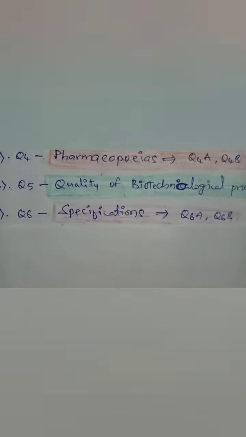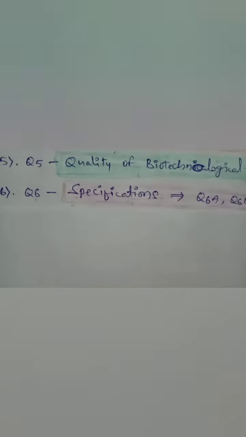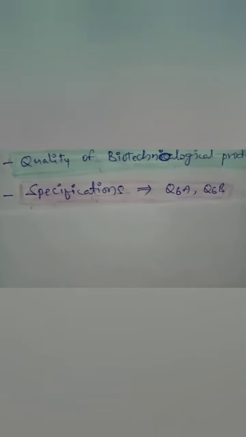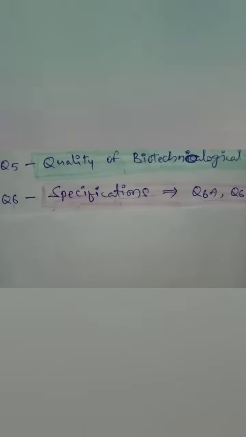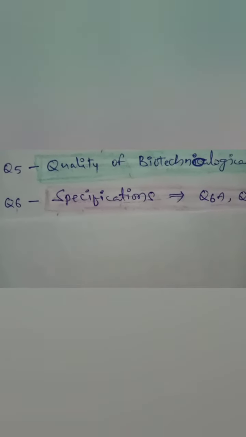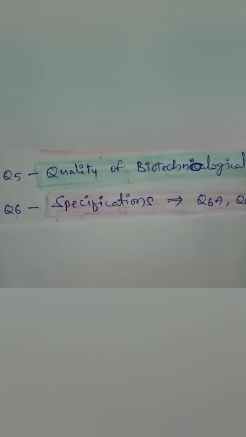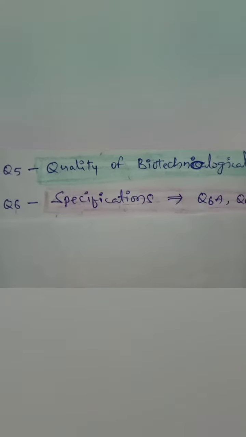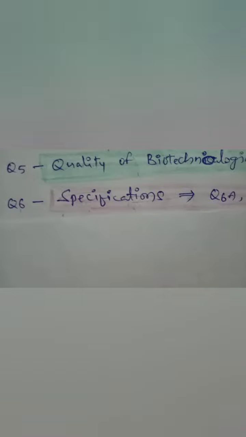And Q6 is totally about specifications. Q6 also has two subparts, Q6A and Q6B. Q6A is test procedures and acceptance criteria for new drug substances, and Q6B is test procedures and acceptance criteria for biotechnological products.